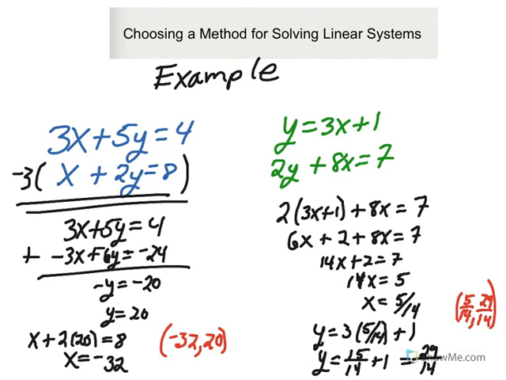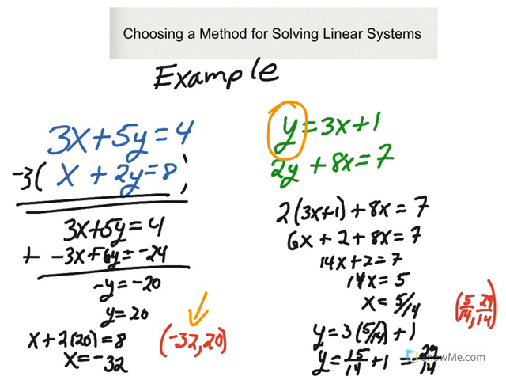So here's the solutions. We can see that I used elimination in order to solve the system on the left. I multiplied the bottom equation by -3, then I added the equations, and I found that y was 20. Then I substituted the 20 back into the original equation, x plus 2y equals 8, and I found out that x was -32. So there's my solution.